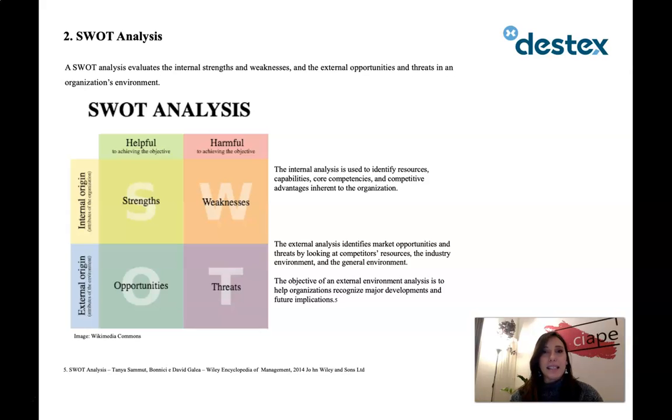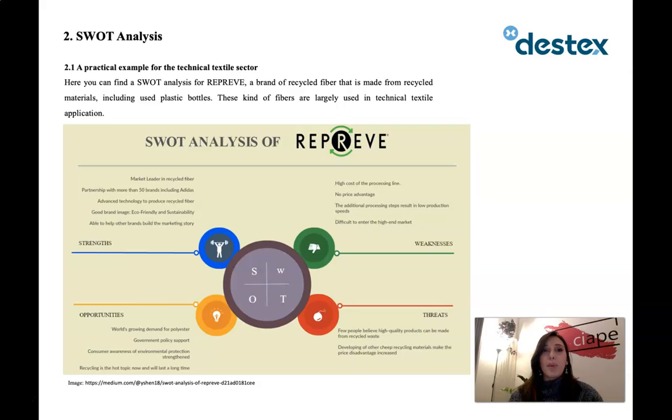A SWOT analysis evaluates the internal strengths and weaknesses to identify the company's advantages, and the external opportunities and threats that can affect its competitiveness. Here we find a practical example of SWOT analysis applied to the technical textile sector, exactly to Reprev, a brand of recycled fiber made from used plastic bottles, also used in technical textiles applications.